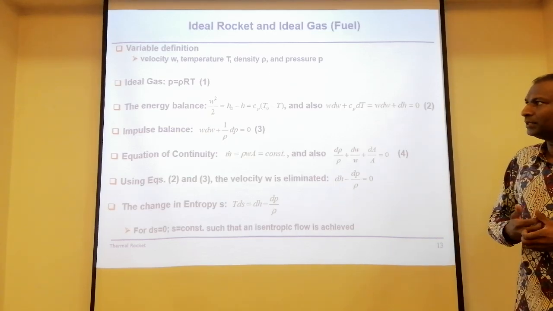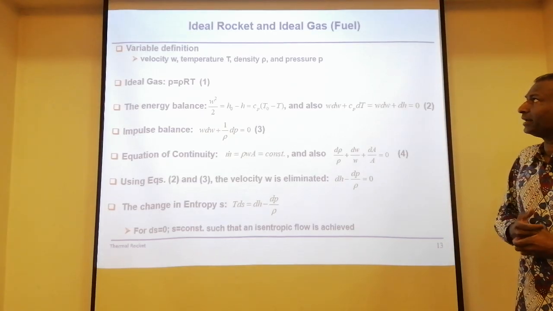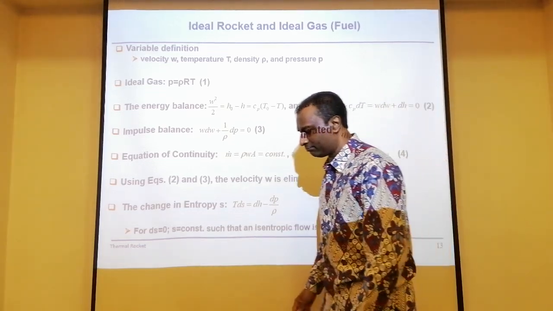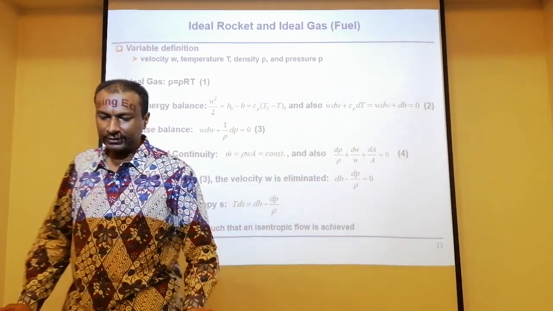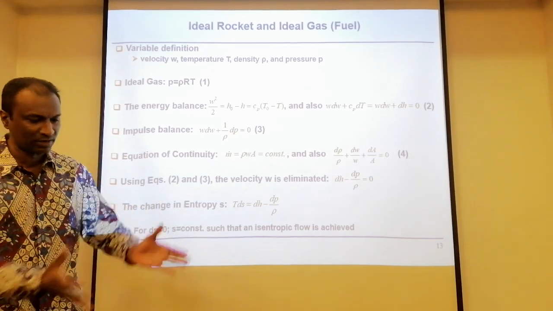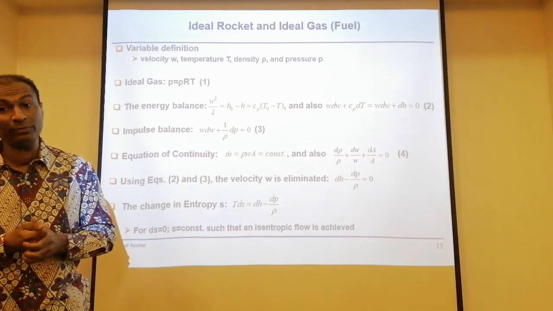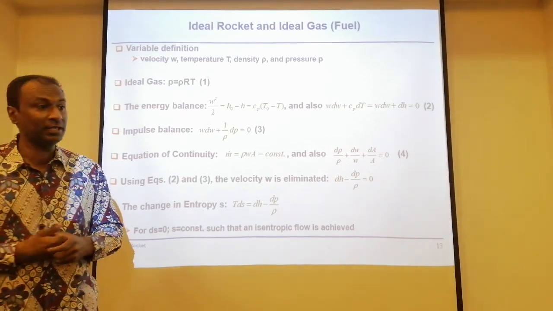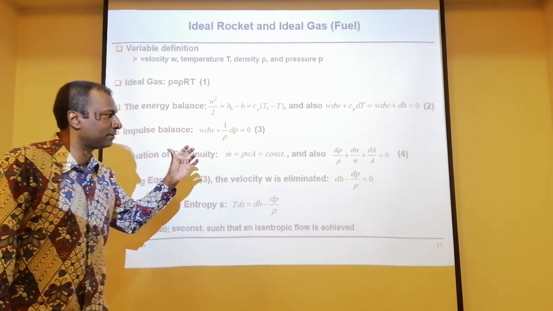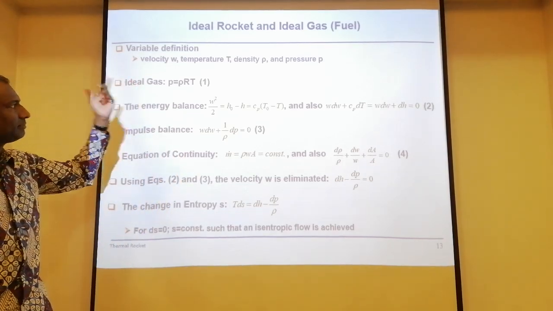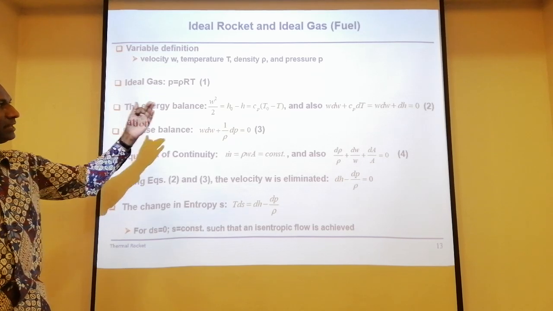Ideal rocket and ideal gas fuel. So let us assume that the gas fuel rushing out from the nozzle is an ideal gas. As we have learned in thermodynamics, we can use all those equations in thermodynamics in order for us to estimate here. The first one is basically the variables: velocity, temperature T, density, and the pressure.